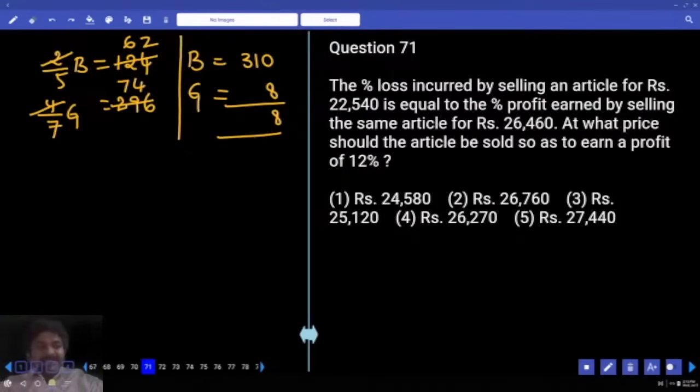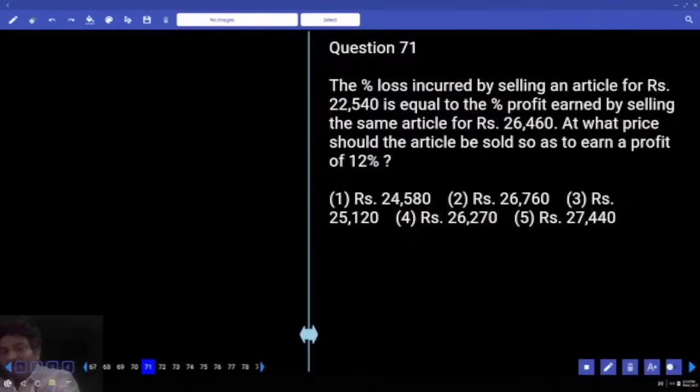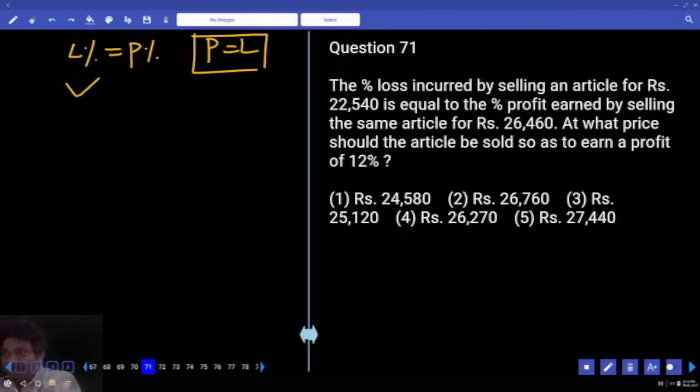The percentage of loss incurred by selling an article for 22,540 is equal to the percentage of profit earned by selling the same article for 26,460. If the loss percentage and profit percentage are both equal, can I say profit and loss are both equal? Because loss percentage is calculated on cost price, and profit percent is also calculated on cost price. So the same percentage means the same number, both will be the same profit and loss.